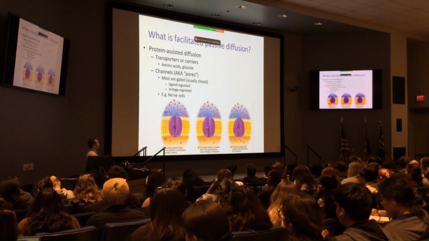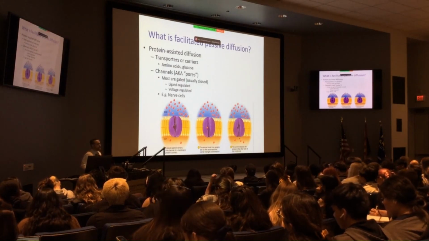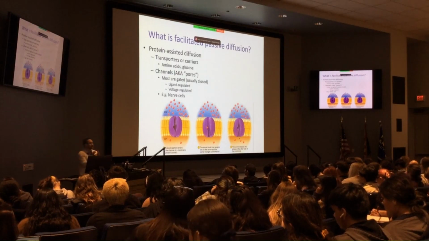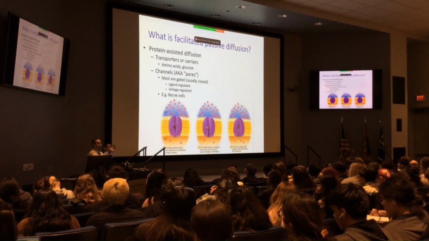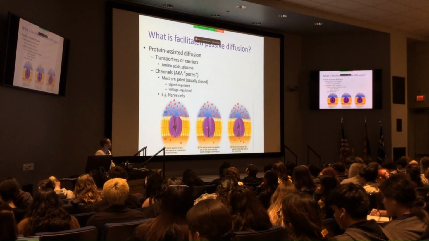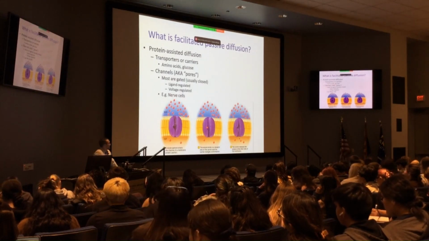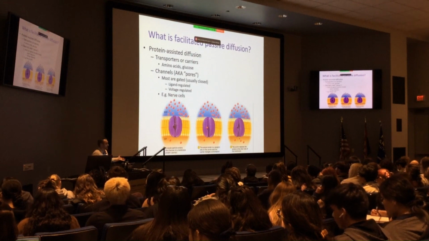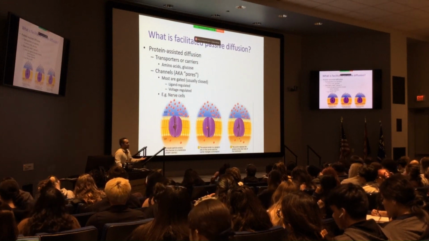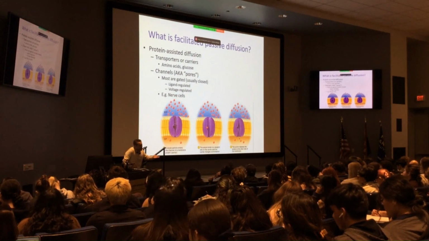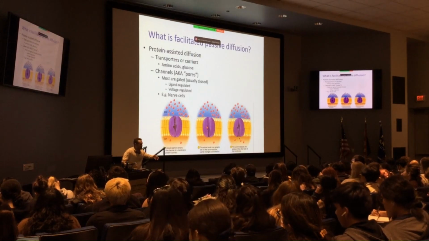So this is a protein-assisted diffusion where you've used these membrane proteins to actually allow for movement of stuff across the membrane of the cell. Very classic examples are amino acids and glucose. Glucose, why is it so important? Because the cell primarily is going to live on glucose. That's an energy source for the cell.